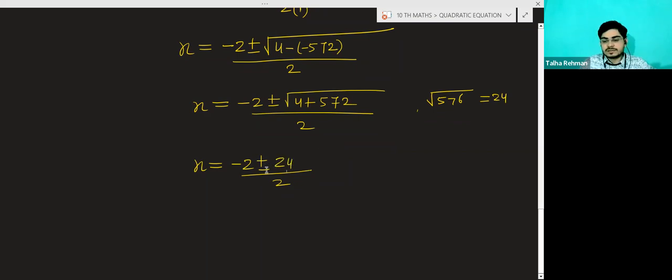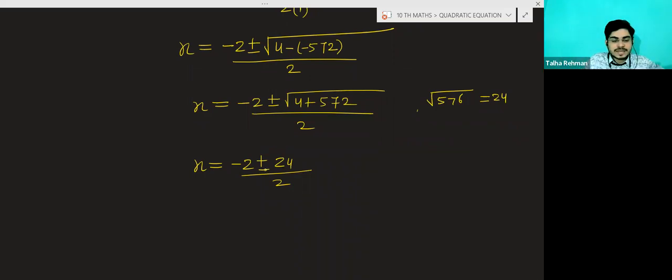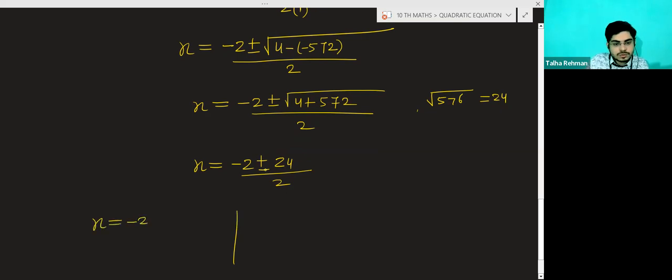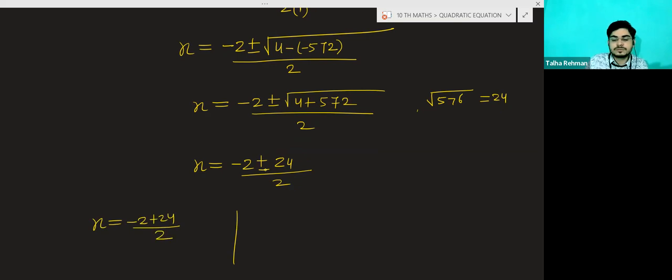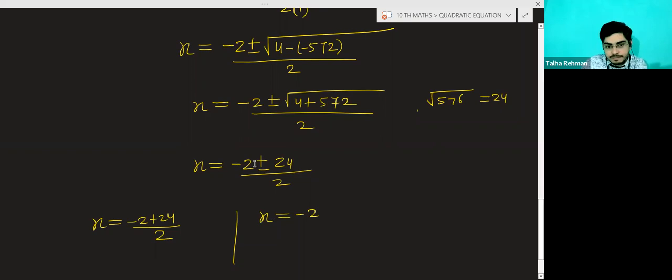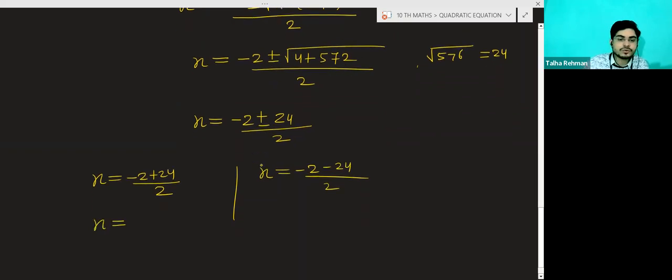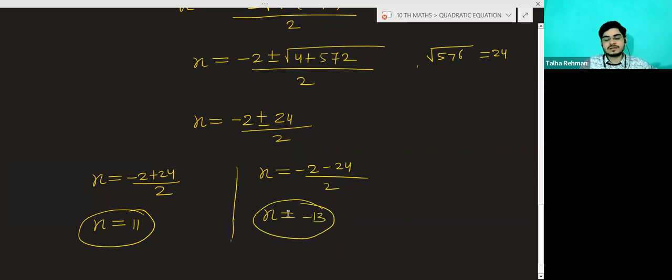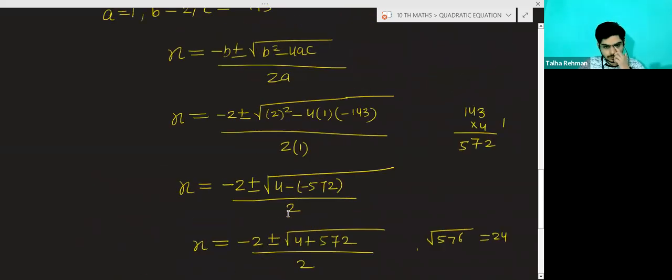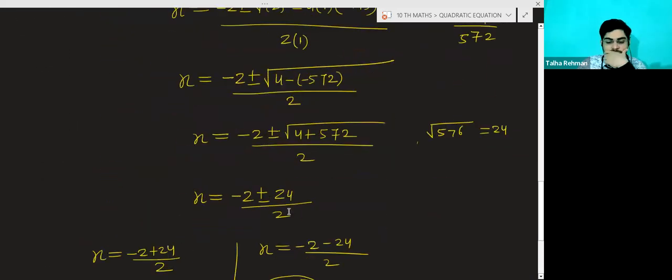Now here is plus and minus. So first we will take plus, or either you can take minus also. x is equal to minus 2 plus 24 divided by 2. And here we will write x is equal to minus 2, then we will take minus 24 divided by 2. So what it will become? x is equal to 24 minus 2, 22. 22 divided by 2, 11. So one value of x will be 11. Here is minus 24 minus 2, minus 26. Minus 26 by 2, minus 13. So two roots of the equation we will get, 11 and minus 13. So in this way, we will apply the quadratic formula to solve the question.